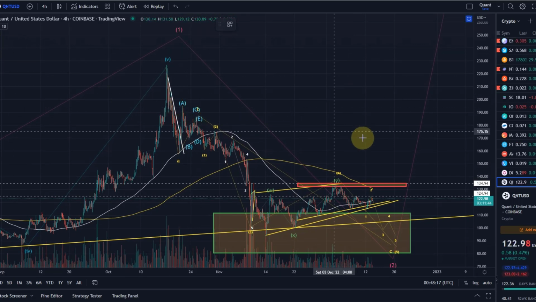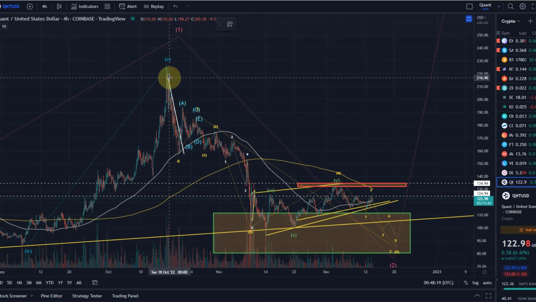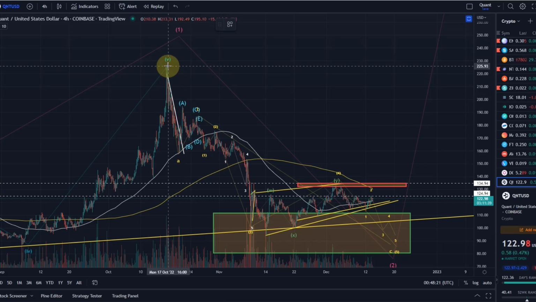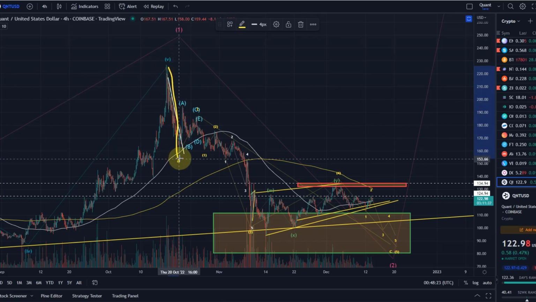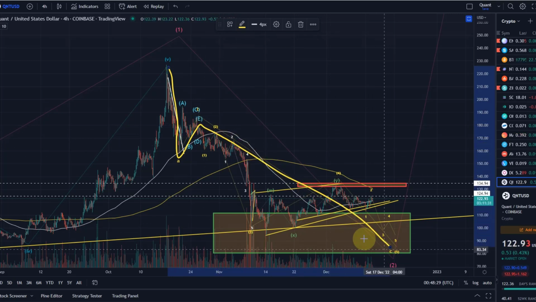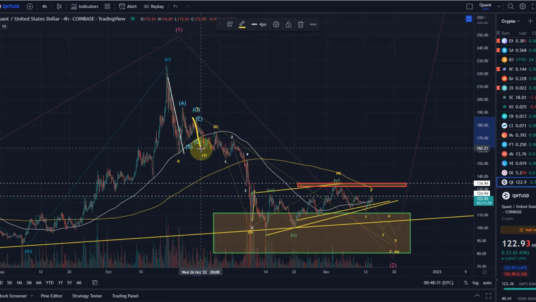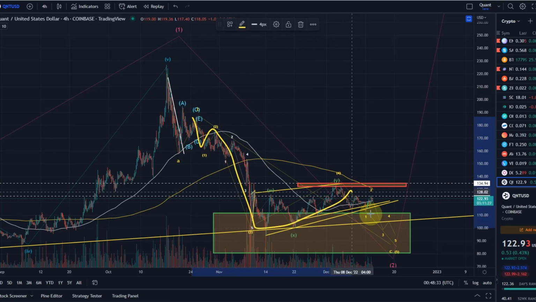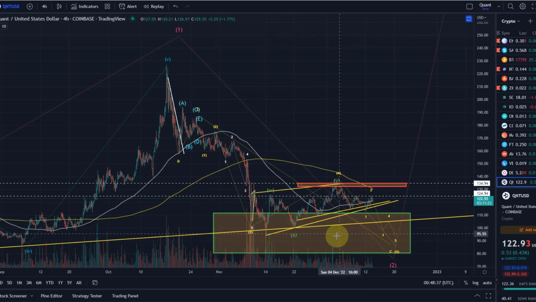We have one, which is actually my primary scenario, where we came down in an A wave, we moved basically sideways in this triangle in a B, and then we came down, we are still coming down in the C wave. The C wave is a 5-wave move, 1, 2, 3, 4, 5. And my primary expectation is that we still see one more low. The reason is that this sideways movement could be called a bear flag. That's not the only reason.